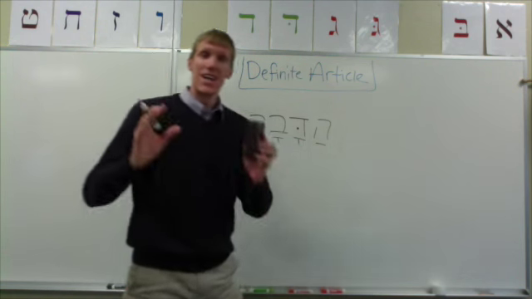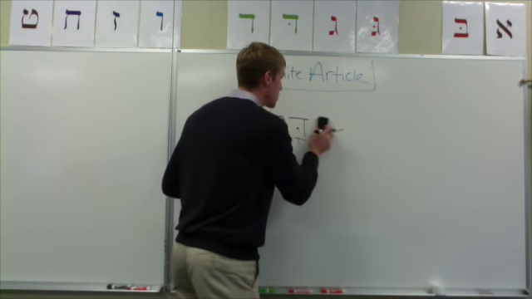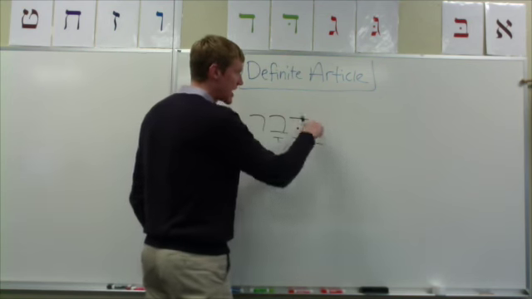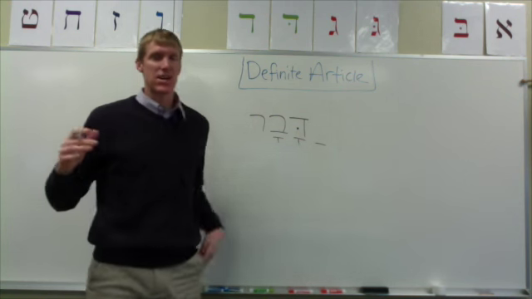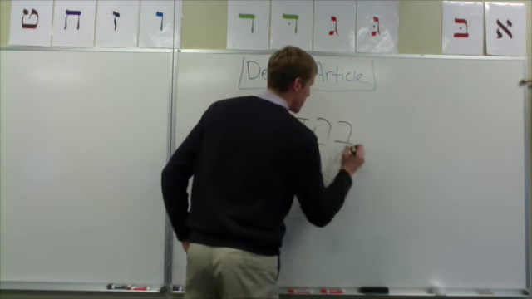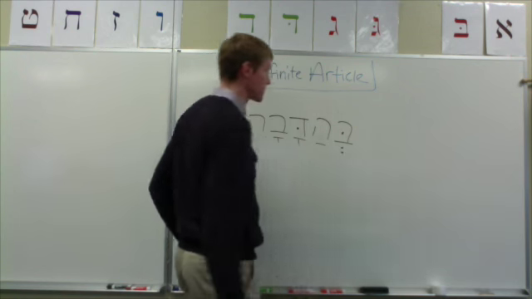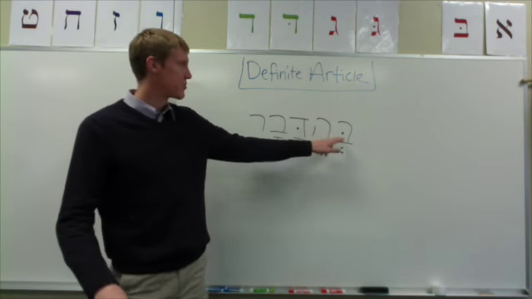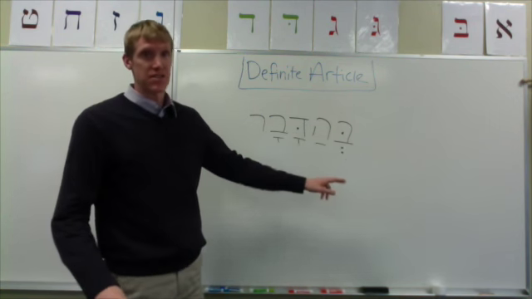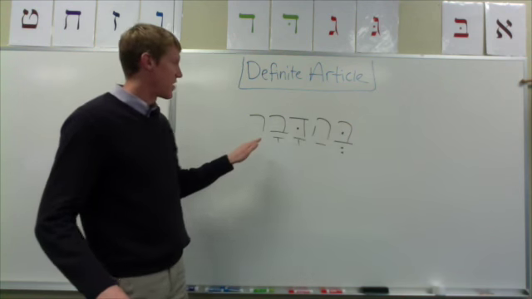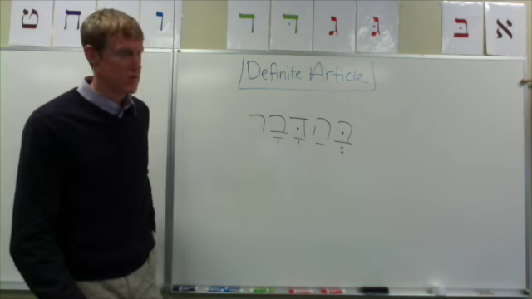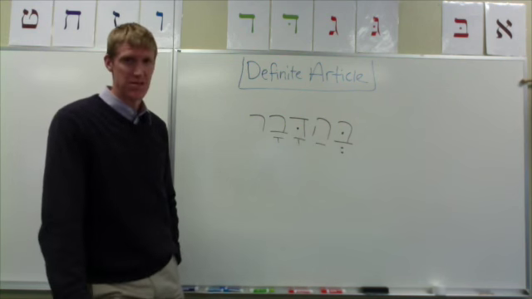But if I take an inseparable preposition, for instance, I'll do the bet, what happens is that the hey is one of the weak letters. And it gets claustrophobic. It can't handle the presence of a bet on the beginning. The normal pointing for an inseparable preposition is just a sheva. So a bet with a dagesh lene, because it's a begadkefat, bahadavar, in the word, or through the word, or by the word, whichever you prefer, or whichever context demands.